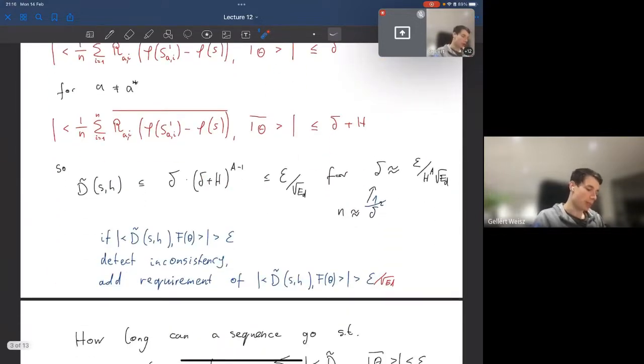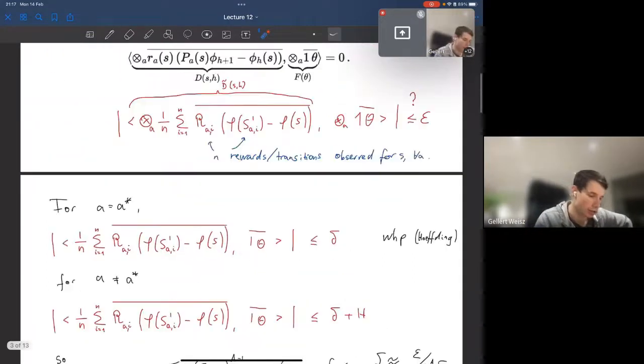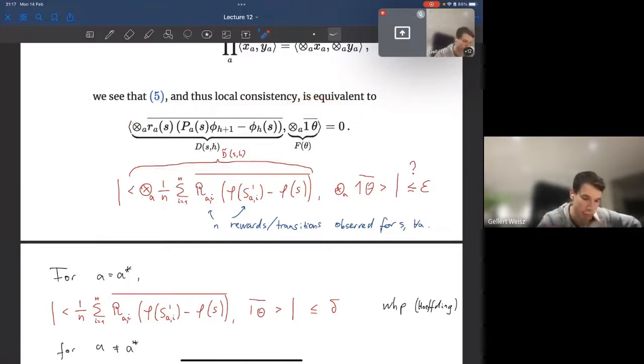And then what you do is, if you observe an absolute value that is greater than epsilon, then there is an inconsistency because it should have been less than epsilon over this slack thingy, which, again, let's not care too much about the slack. It's going to make sense later. But if it's greater than epsilon, then we say we see an inconsistency and we add a requirement that this thing has to be less than epsilon over the slack. We add this requirement and we start again with an optimistic choice of theta that satisfies all the requirements so far. However, if we don't detect an inconsistency, then we just continue. So this is what's replacing the check of, is this zero? We can't check for this being zero, but we can check for this being small.